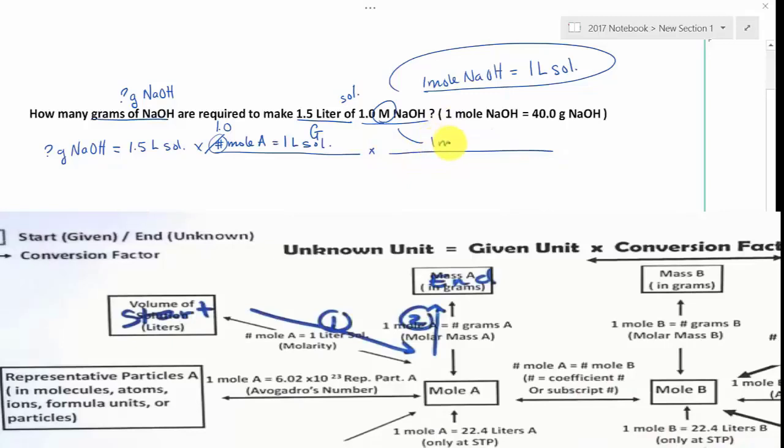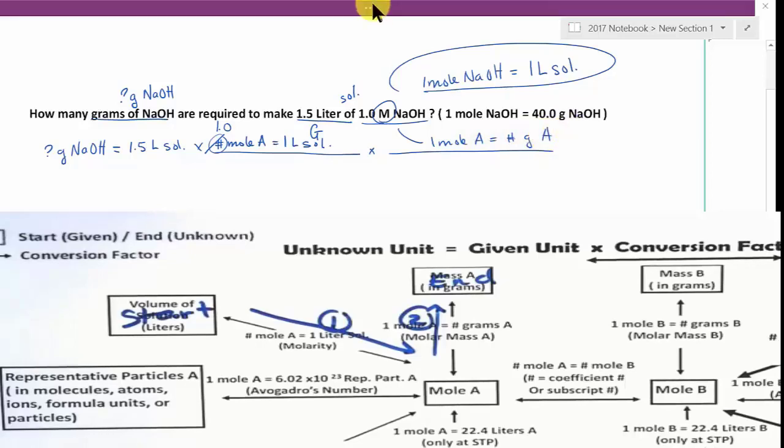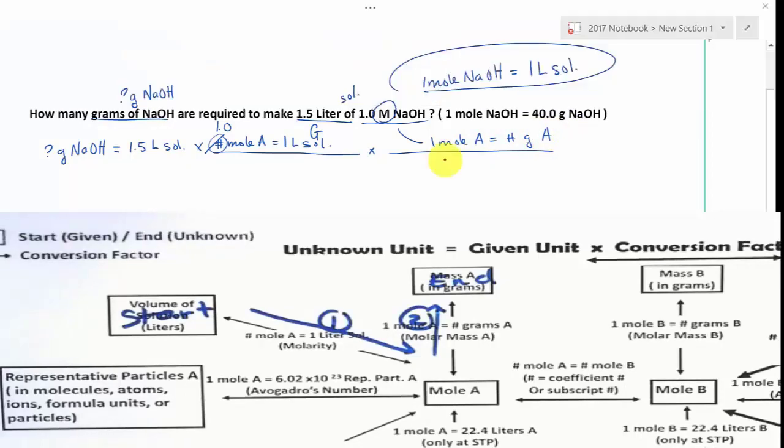We have 1 mole of A equal to the number of grams of A. So let's use a different color. How about that? Now let's rewrite this into multiplying a fraction. In this case, what about our number of grams of A? Well, what is A in this case? This is your chemical, NaOH. And this is the same thing, NaOH, because we're not changing from one chemical to another chemical. And what's the number of grams? That's the molar mass, which is 40.0.